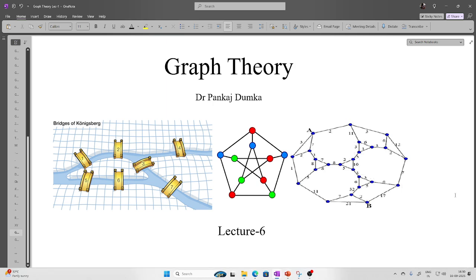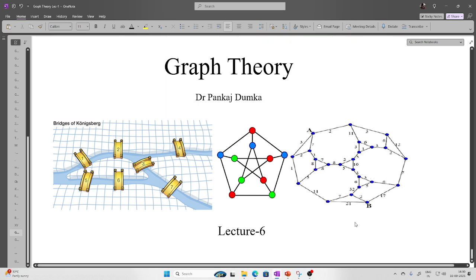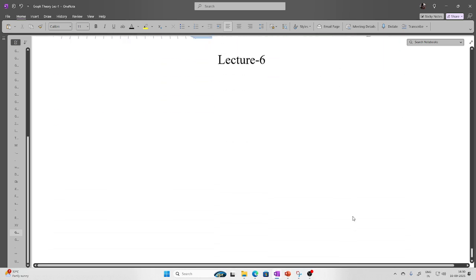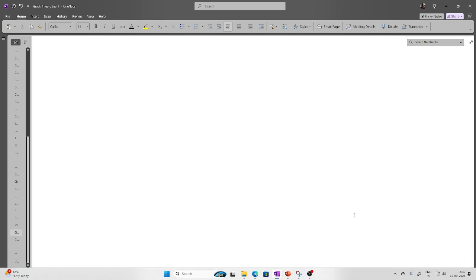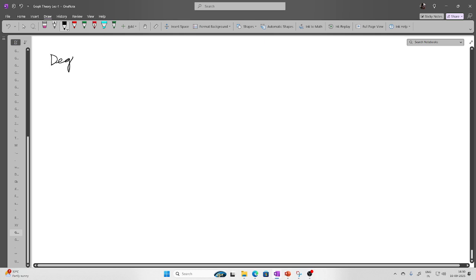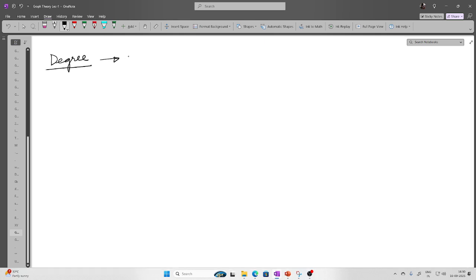So today we will be learning about degrees. In that context, we will be learning how to evaluate the degree of any directed graph. The first thing you should understand about degree is that degree is always evaluated for a vertex. So whenever you are saying degree, that means you are dealing with a vertex.